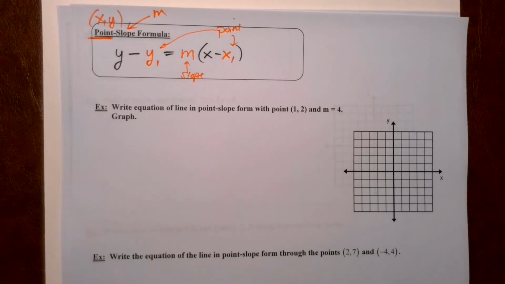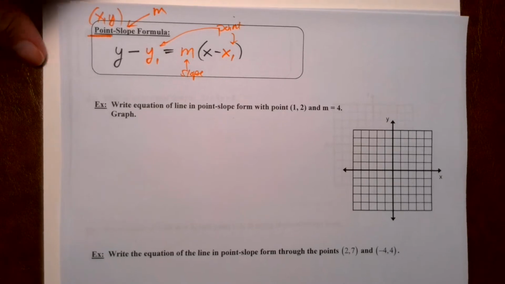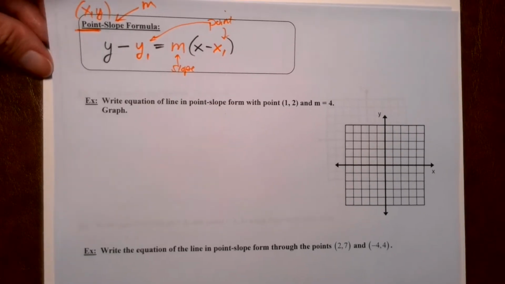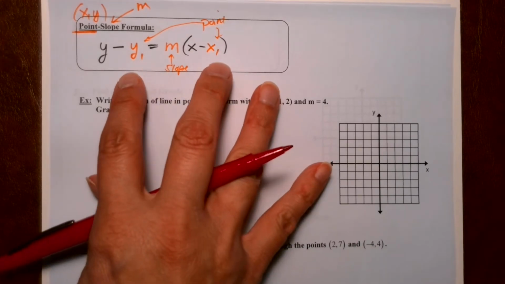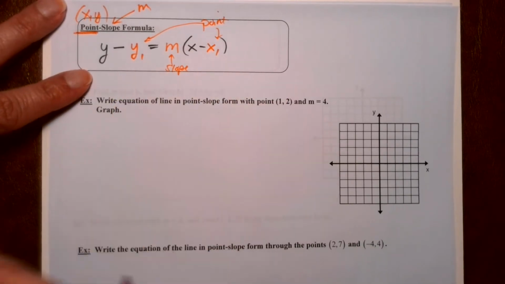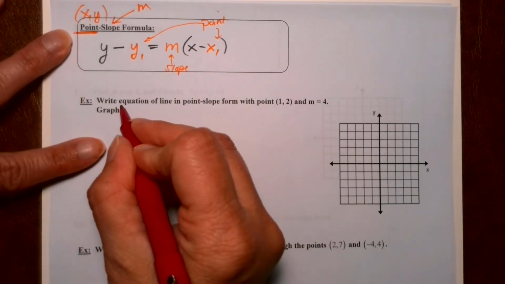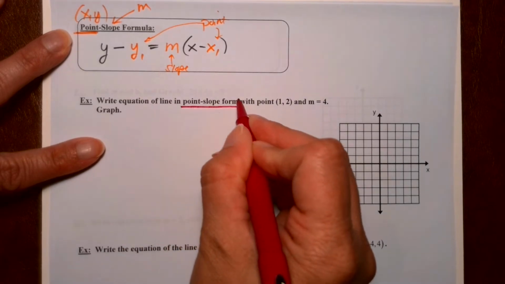Let's look at an example. Now that you're older, most people say that this is actually a lot easier for them. It makes the calculations just a little bit easier. It's not the one that you learned first, so people don't tend to do it, but let's try it. Write the equation of the line in point slope form.